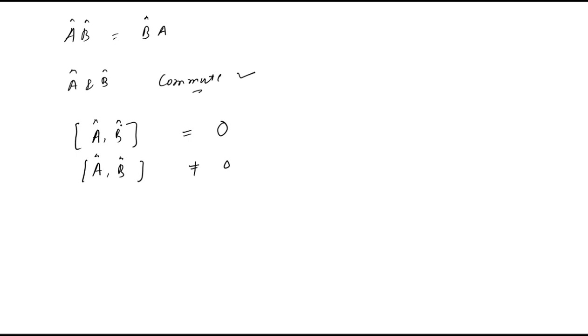So what is the meaning of this commutator? It simply means AB minus BA. So commutation means we are subtracting BA from AB. If we are getting 0, that means AB and BA are the same. And if we are not getting 0, that means AB and BA are not the same. Now we'll take different examples of these commutators.